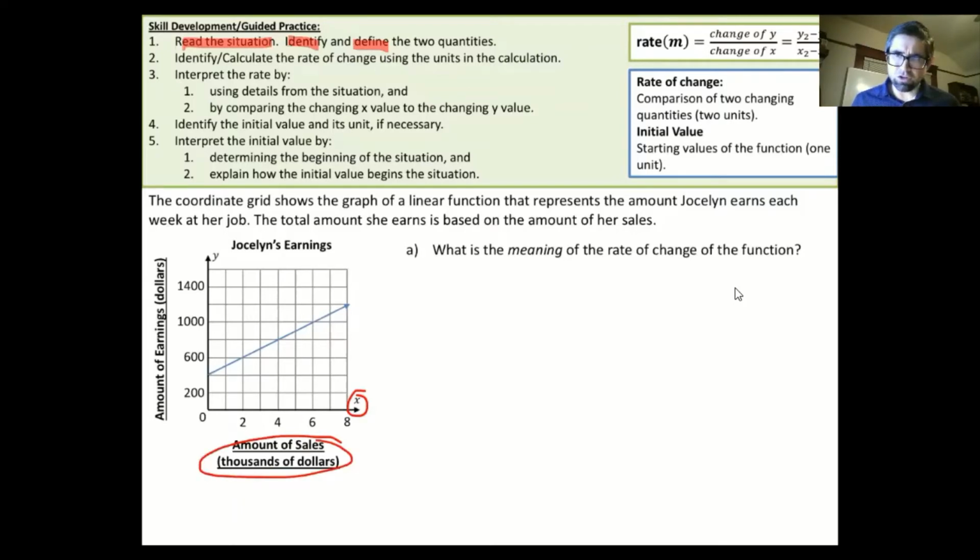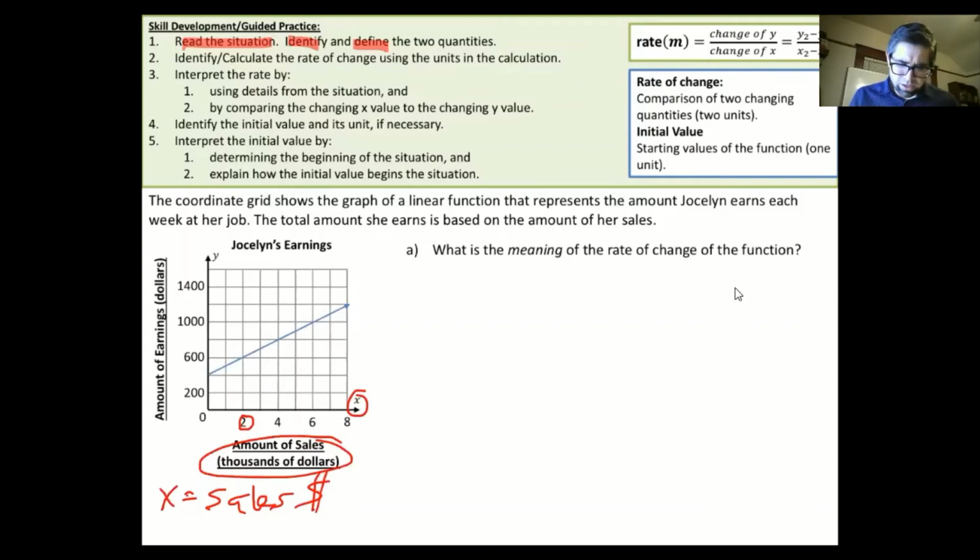Okay, that's a little tricky. We're used to these numbers on the x-axis, 2, 4, 6, 8, just meaning like $2. But this says the amount of sales in thousands of dollars. So the x value, let's say this 2, to make sure we have a good understanding of it, means that she actually sold $2,000 worth of sales. Okay, so we've identified that the first quantity is her sales, and that's her x value. So let's go ahead and define that. x equals sales, and this time we're talking about in thousands of dollars.